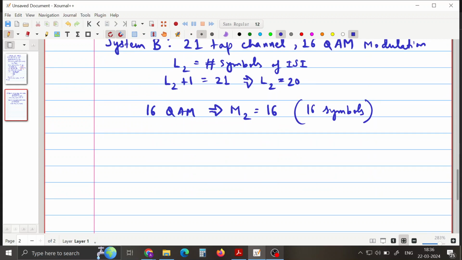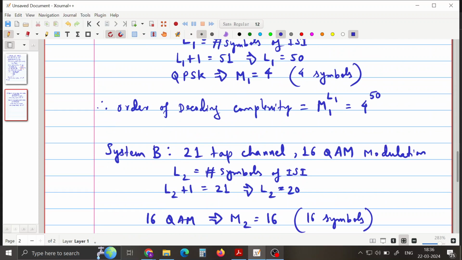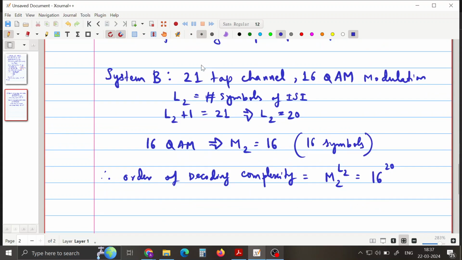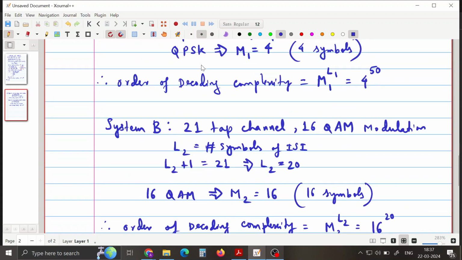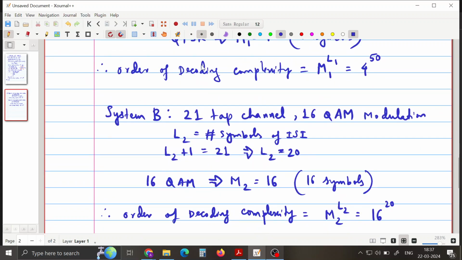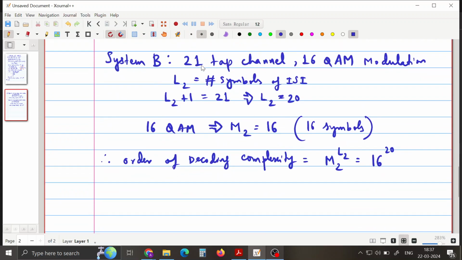Anyway, for this system B, what is your decoding complexity order? That is M2 to the power L2, which is 16 to the power 20. Now we have to compare these two quantities. In the previous case, we got the order as 4 to the power 50, and in the second case, we got 16 to the power 20. So how do we compare this? Let's first match their bases.